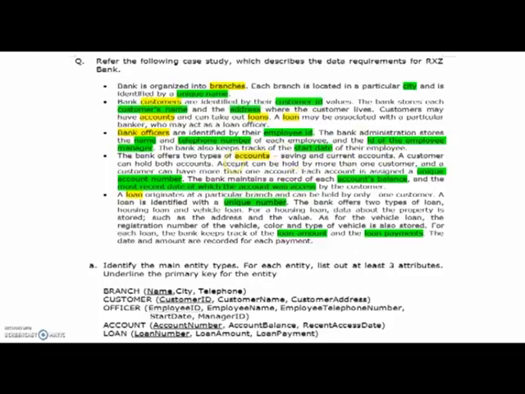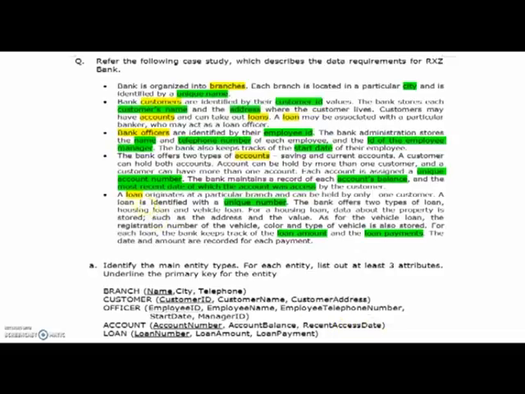For the fourth sentence, the account will be the entity. The account is assigned a unique account number, which means the unique account number will be the primary key. The attributes of the account are account balance and the most recent date on which the account was accessed. So I put it as recent access date.